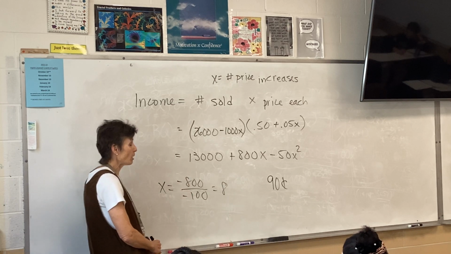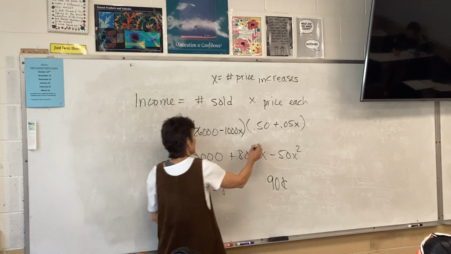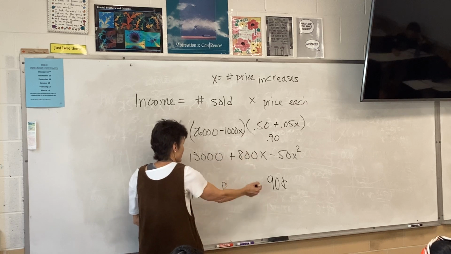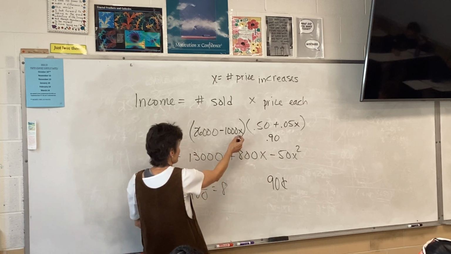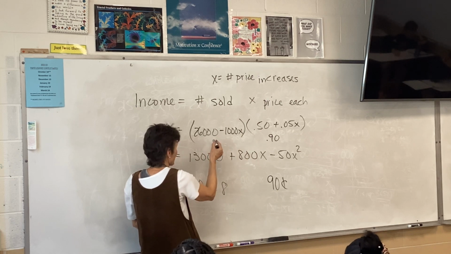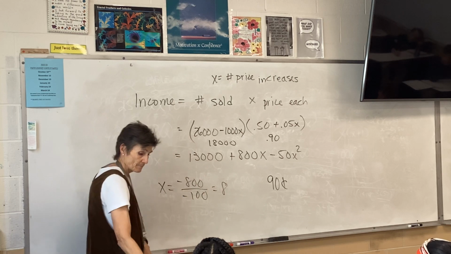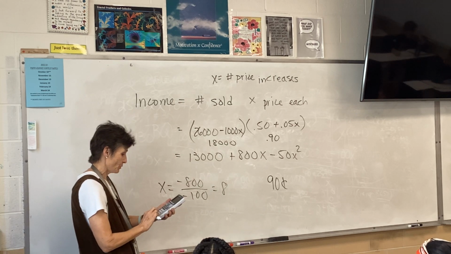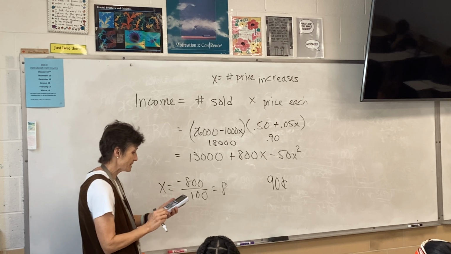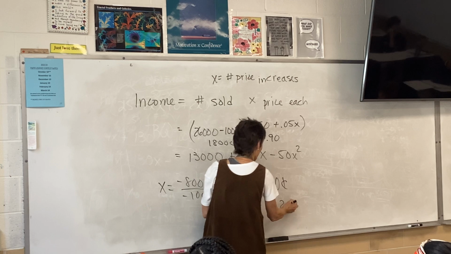Now, if I charge 90 cents a can, how many am I gonna sell? If I raise my price 8 times, I'm gonna lose 8,000. Am I gonna sell 18,000 cans? Yeah. And so my revenue will be 18,000 times 90 cents. $16,200.